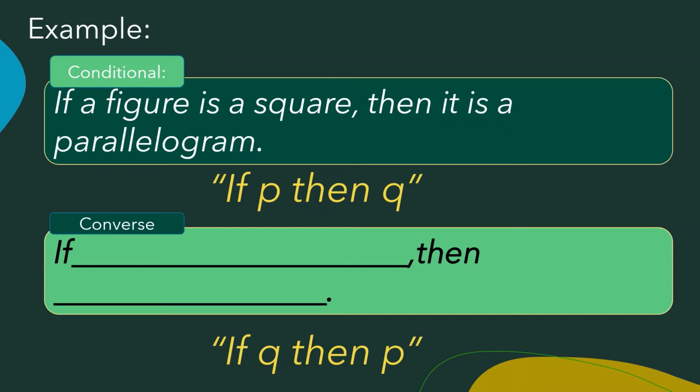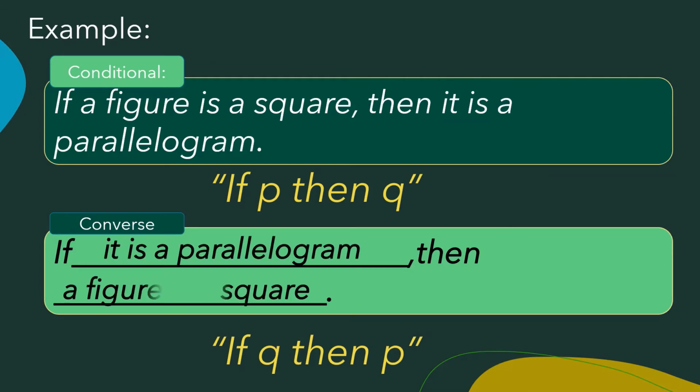Next, if a figure is a square, then it is a parallelogram. So this statement is written as if P then Q. So you are now going to write it as if Q then P. So your answer is, correct. If it is a parallelogram, then a figure is a square.